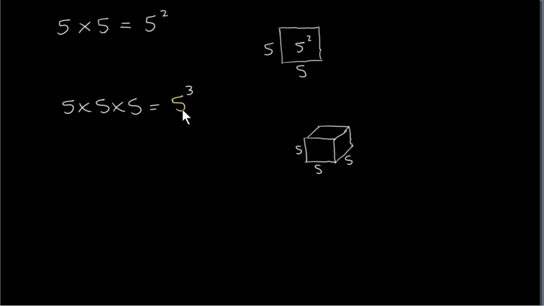Of course, we can imagine higher dimensions. We could imagine a 4-dimensional object whose sides are 5. So the volume of that object would be 5 to the power of 4. Obviously we can't imagine such an object.